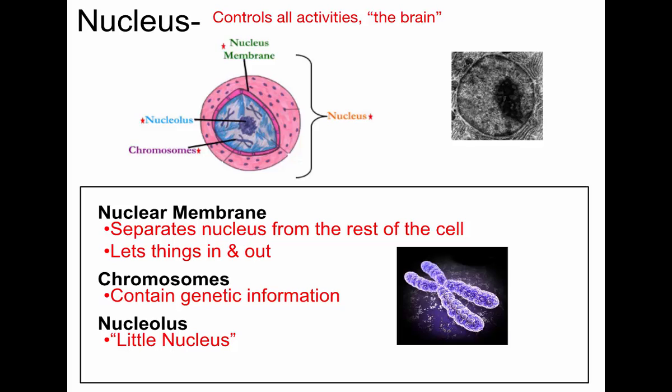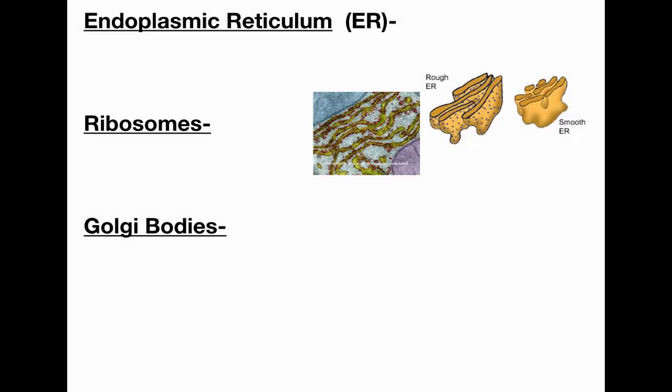Also inside of the nucleus is this dark area here. It's the nucleolus. That means little nucleus. Its job is to make another organelle called the ribosome, which we'll talk about momentarily. So those are all parts within the nucleus. All right, I'll try and finish these last few organelles here on this slide.